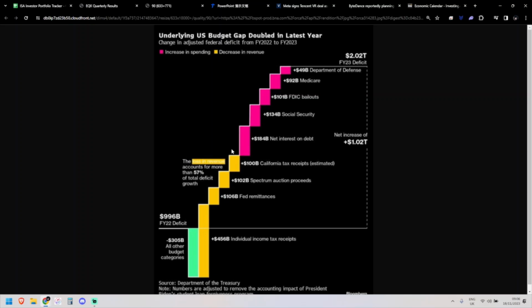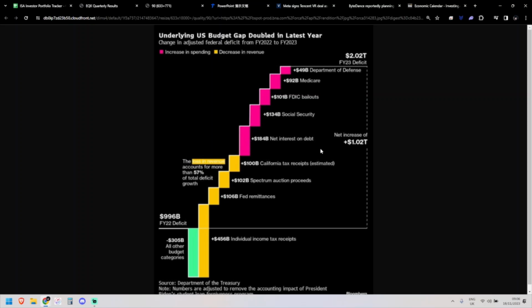Expenses were the same, but they've had less revenue in, so that increases the deficit. Tax receipts are down, auction proceeds from certain debts and things. California tax receipts individually were down, so that's caused them less income. And then on the expenses side, with interest rates going up, the net interest on the debt has gone up.